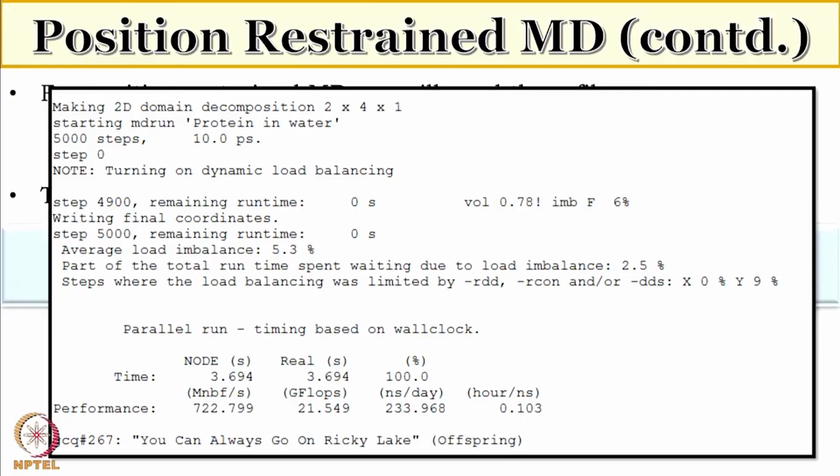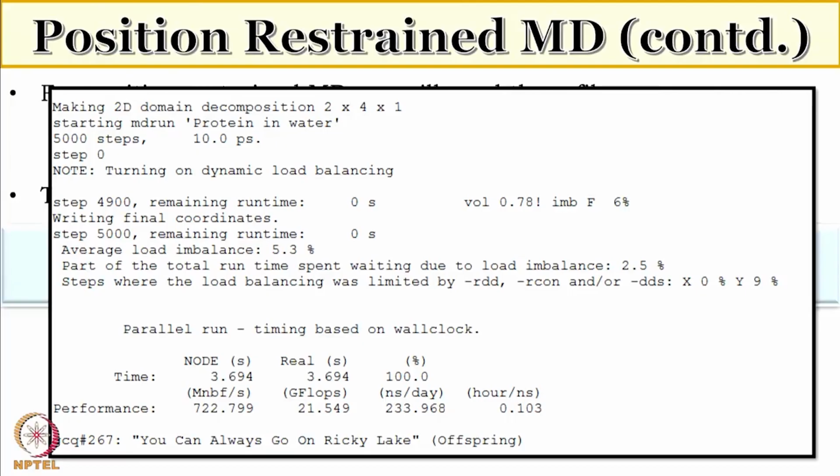But why is it showing 0 seconds everywhere? Where? Step 4900, remaining time. That is the remaining runtime, which is 0 seconds. That means it is almost finished. And what is that volume 0.781 and 6% something? That is how much space it will take on the disk to occupy all the output files.